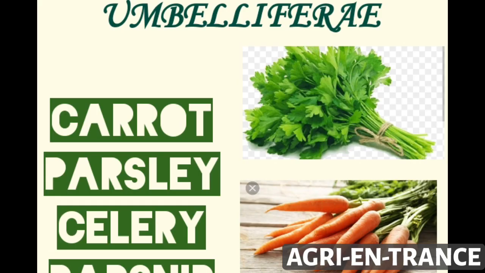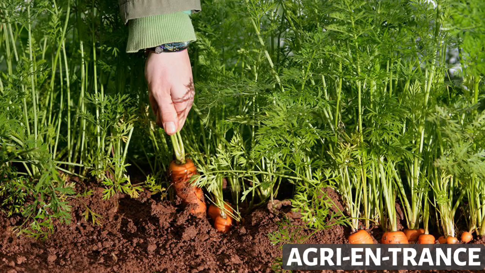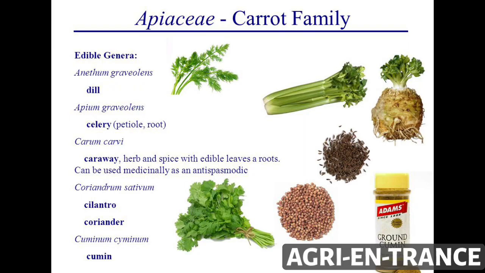Next family is Umbelliferae or the Apiaceae family. It involves coriander, cumin, carrot. The characteristic features of the family are that the plants are mostly herbaceous, inflorescence is umbel, fruit is schizocarp, and the plants are aromatic. Next crop is carrot, Daucus carota. Orange color in carrot is due to carotene. The red color in carrot is due to anthocyanin.